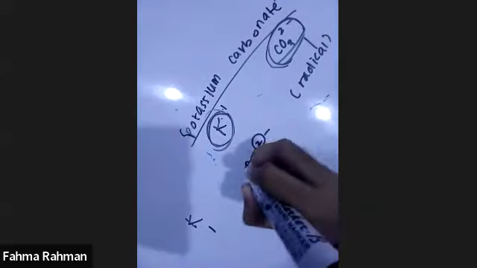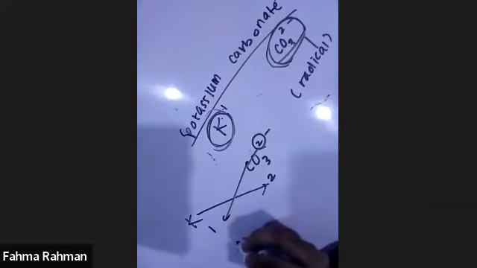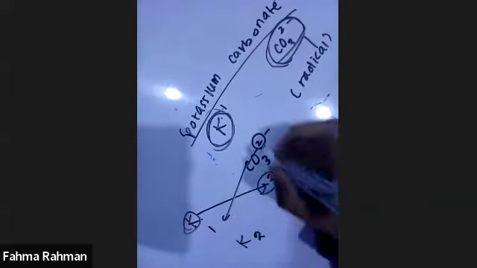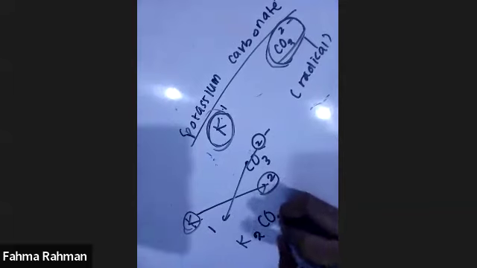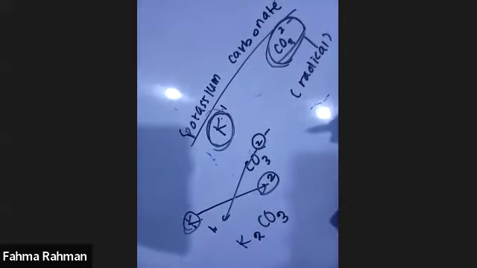So you are crossing it, okay? You are crossing it. Then potassium gets the 2, K2, and then CO3. Why do we have to mention the 1? No, we don't have to mention the 1.